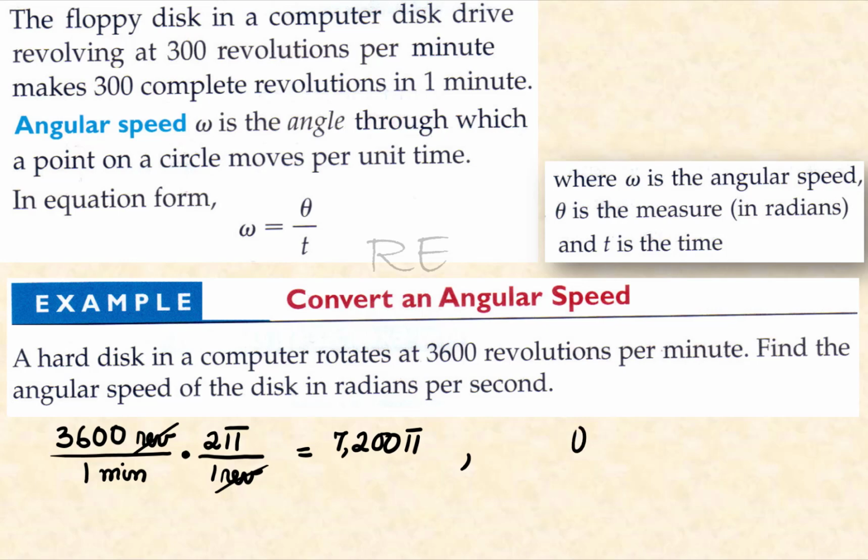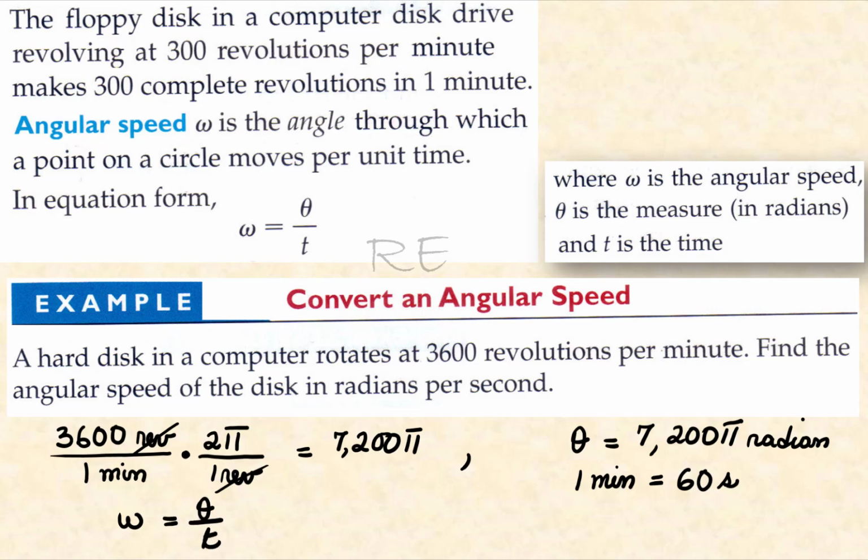These are the givens. Theta is equal to 7,200 pi radians. It's per minute. 1 minute is equal to 60 seconds, because they want the angular speed in radians per second. Now, the angular speed, omega, is equal to theta over t. So the angular speed will be 7,200 pi radians divided by 60 seconds. After we simplify and then divide, omega is equal to 120 pi per second.